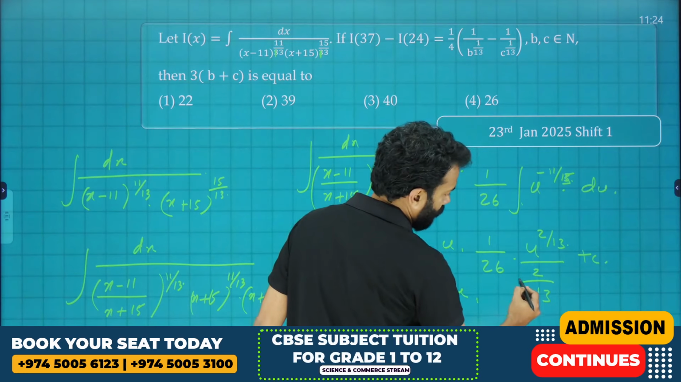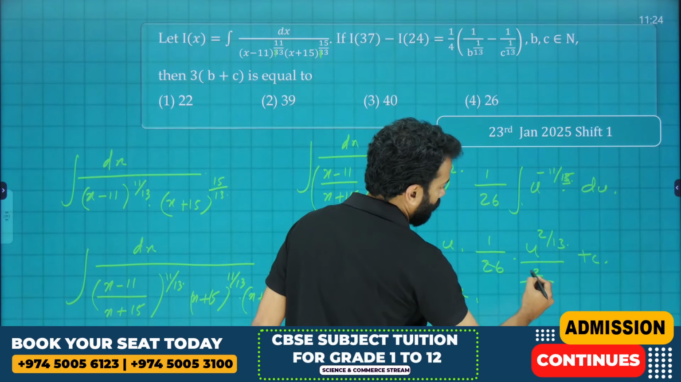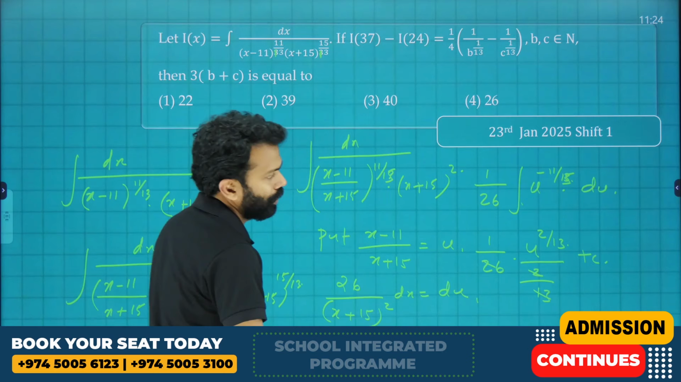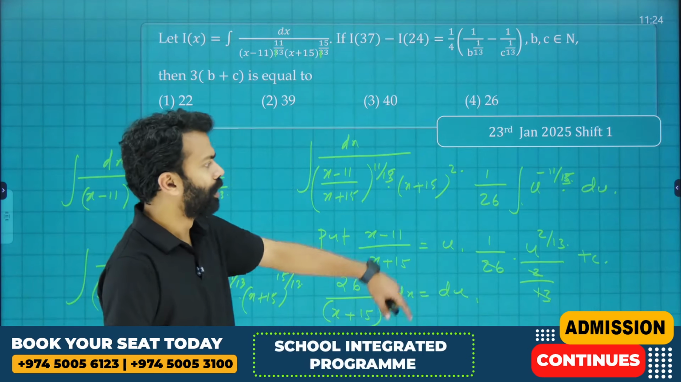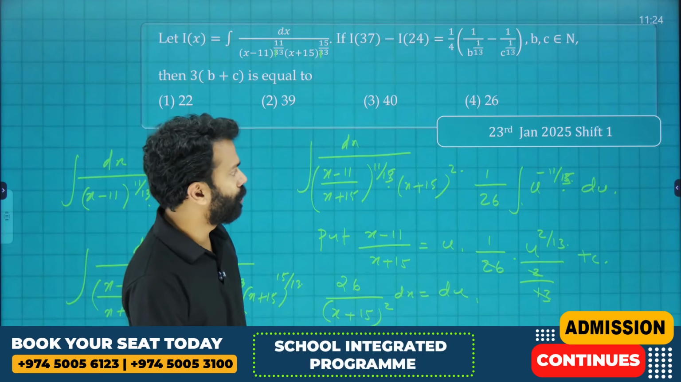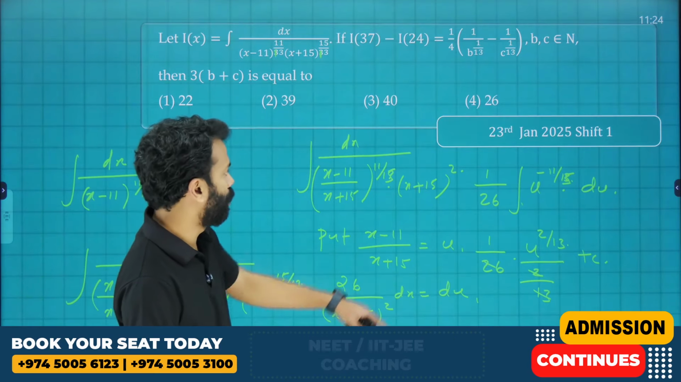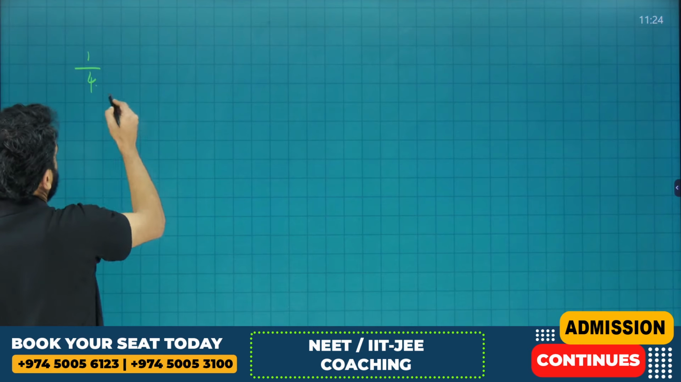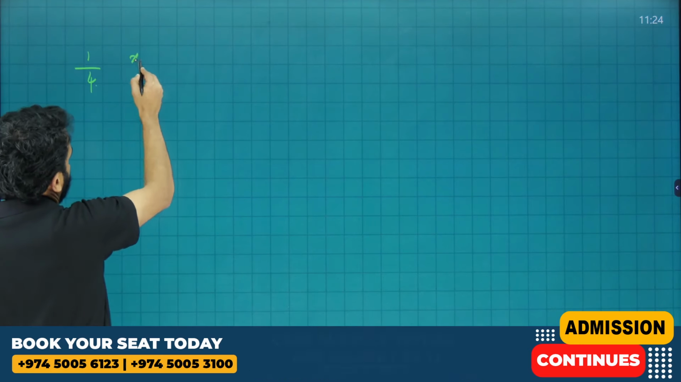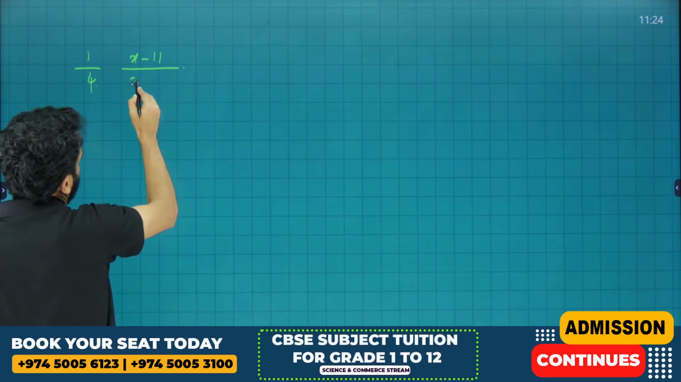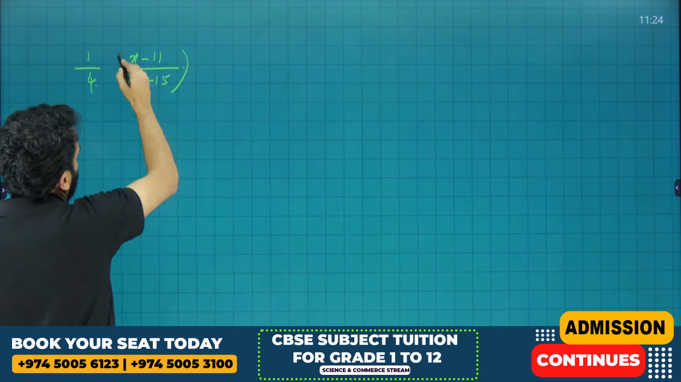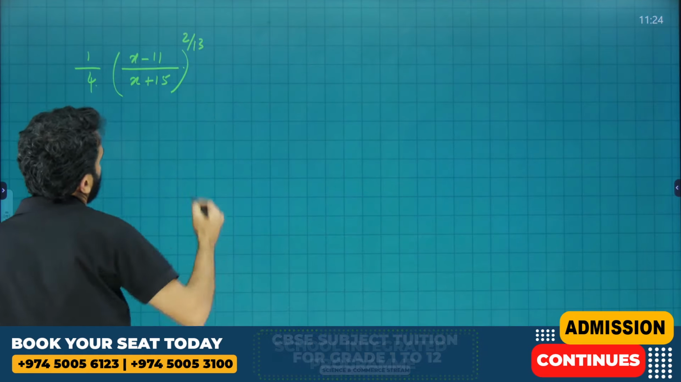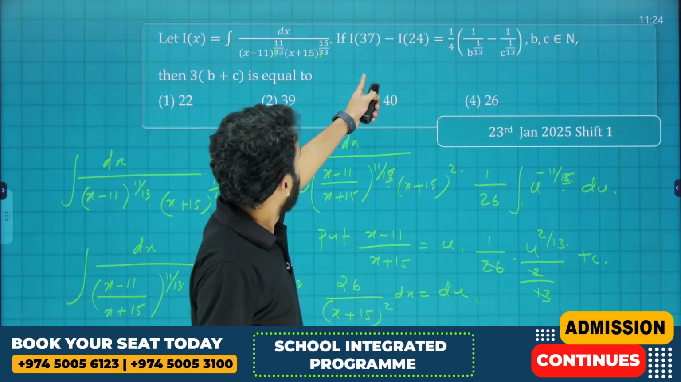Okay, and this got cancelled and becomes what? 4. Okay, that is 1 by 4 into u raised to 2 by 13 plus c. The answer is 1 by 4 into u raised to 2 by 13 plus c, and you need to substitute the value of u there. Therefore, it will be 1 by 4 into u raised to 2 by 13, that is (x minus 11 divided by x plus 15) the whole raised to 2 by 13, plus c.